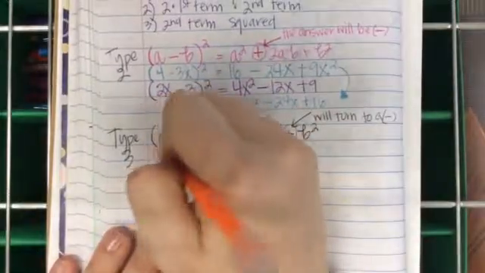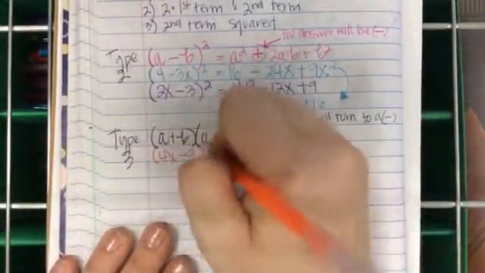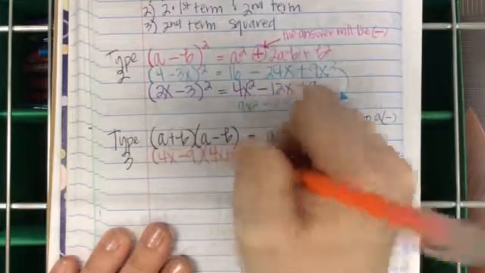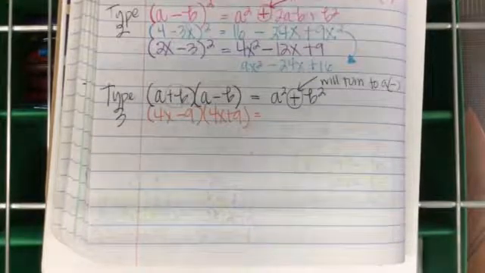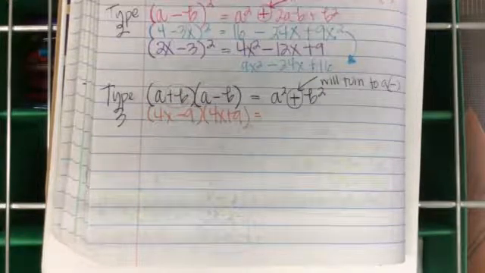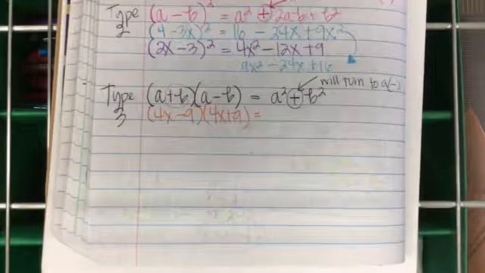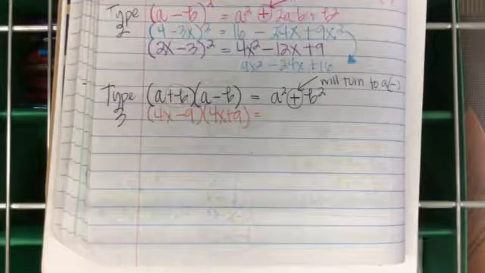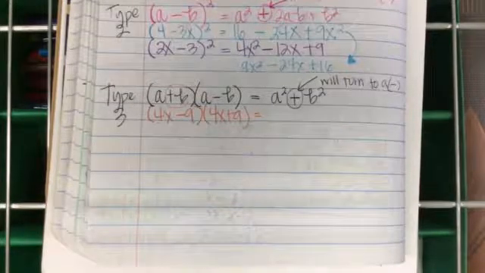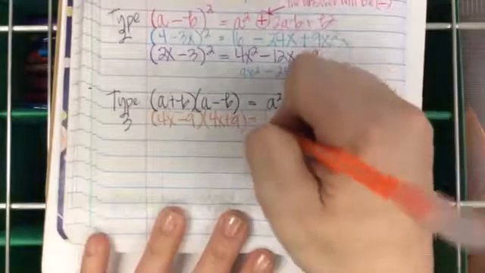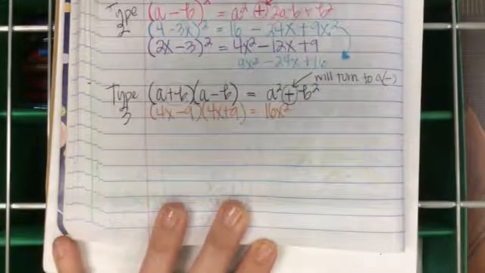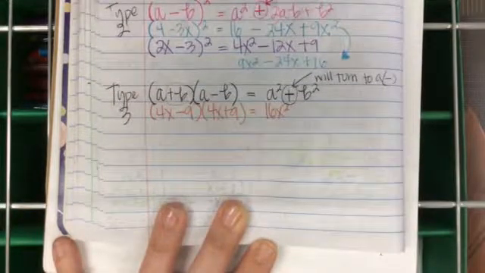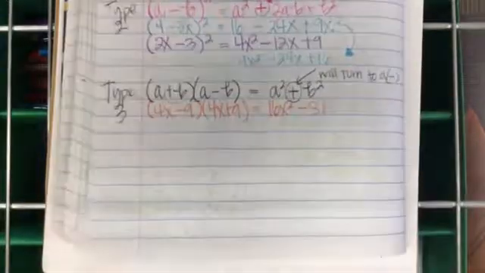So let's try it. 4x minus 9 times 4x plus 9. This is what Jacob asked. Does this change our answer? No. Just because the minus binomial is first doesn't change our answer. So what's 4x times 4x? 16x squared. And what's negative 9 times 9? You're done.